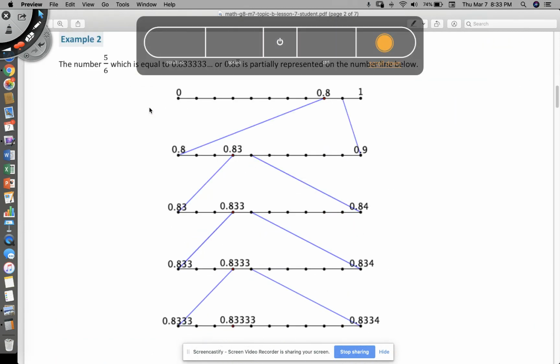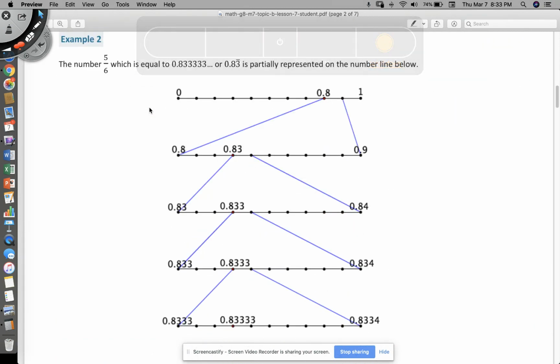Now this one has a bigger tree breakdown, and that's because the number is repeating. When the numbers keep repeating, so does the tree breakdown. It'll keep going and going for infinite time. Okay, now when you take 5/6 and you divide it out, you get 0.8, and the 3 keeps repeating.